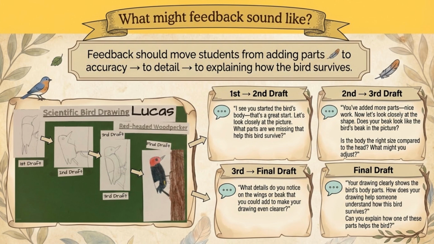This slide shows what feedback could sound like across drafts. We are moving students from adding parts, to improving accuracy, to adding detail, and ultimately to explaining their thinking. When students receive kind, specific, and helpful feedback, they should be able to see a clear progression in their work. As teachers, it's important that we make the connection explicit. Revision isn't just for drawing. It's the same process we use in writing to make our thinking more accurate and clear. And finally, we push students to connect their drawing to explanation. How does this help the bird survive?